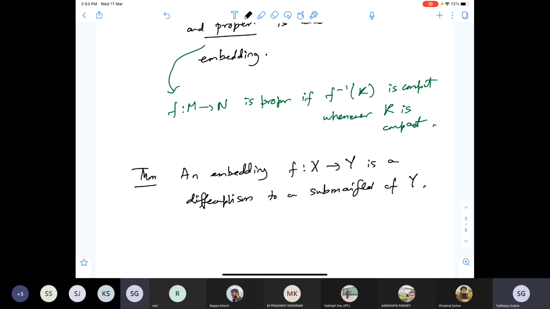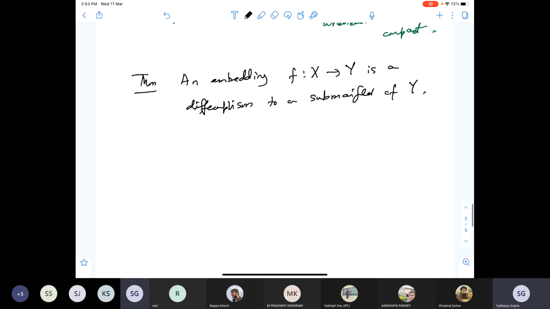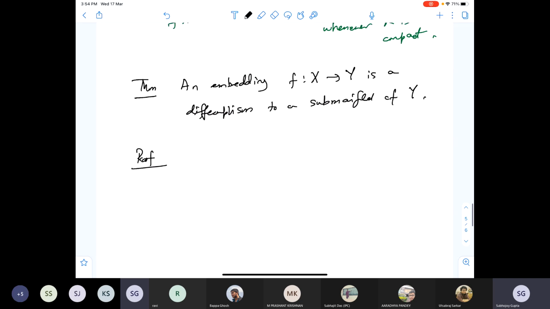Okay, so this is one good thing about embeddings. That's why we look for things which are embeddings when we try to think of immersions and so on. Anyway, so what's the proof of this? I won't get into too many details here. So essentially, you can show that.